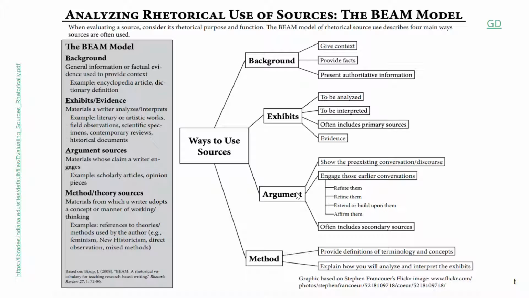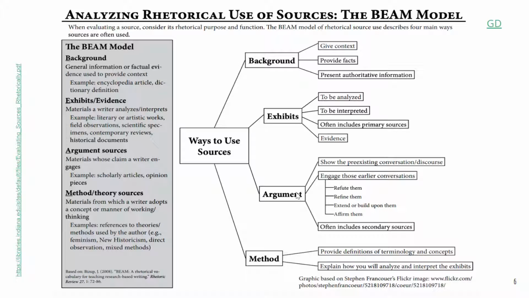This shows you what each thing really is. So background is general information or factual evidence. For example, an encyclopedia article or a dictionary definition. You're just providing facts and giving context. An exhibit or evidence is when you're analyzing something, interpreting something, or giving evidence.